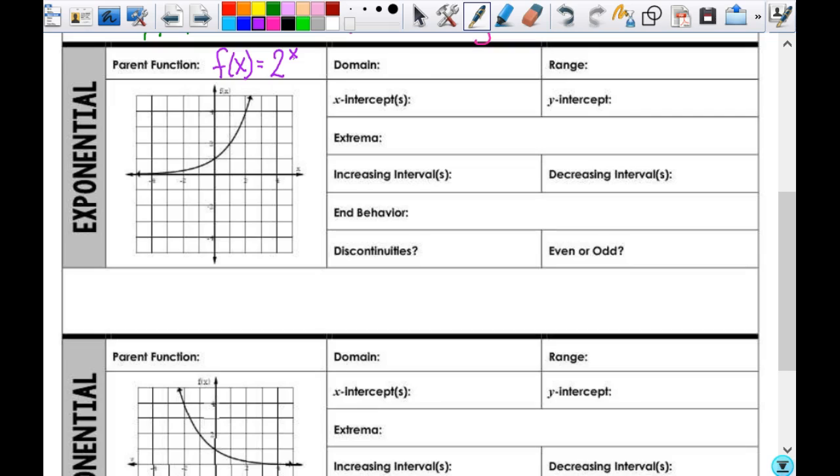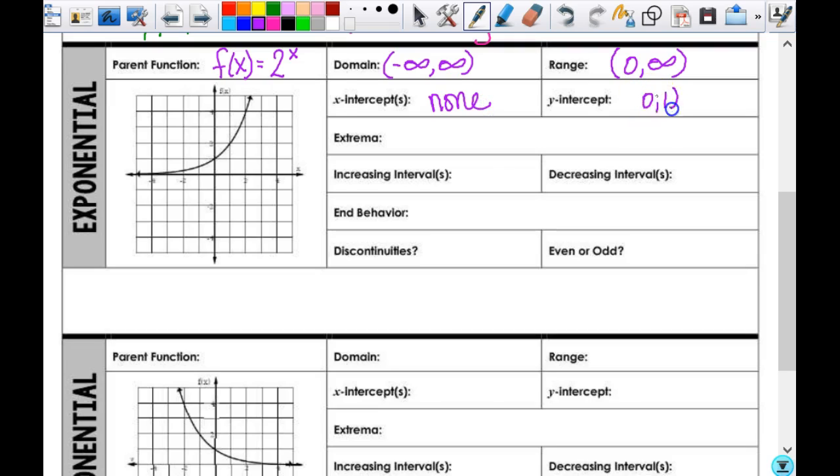My domain goes from -infinity to infinity. Where does the range start? 0. Do I include 0? Yes, no. Do I ever make it to 0? No. So I do not include it. Because no matter what that exponent is, I am never going to get 0, and I am never going to get a negative number out of it, right? Okay. Do I have any x-intercepts? It's okay. No, I don't. So that's okay. None.